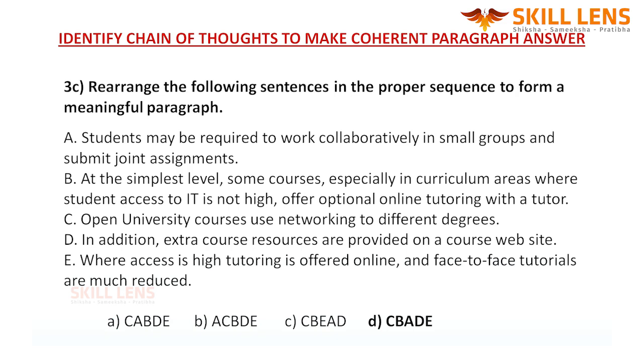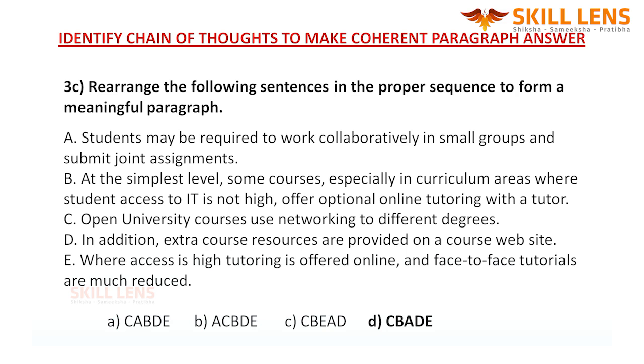Following that will be sentence B. Sentence C reads as Open University courses use networking to different degrees. Sentence B elaborates on what gets used. It says, at the simplest level, some courses, especially in curriculum areas where student access to IT is not high, offer optional online tutoring with a tutor. So it is telling us what are the different things that Open University courses do.